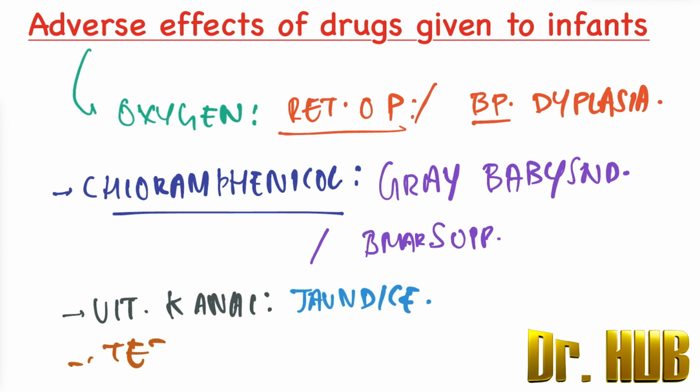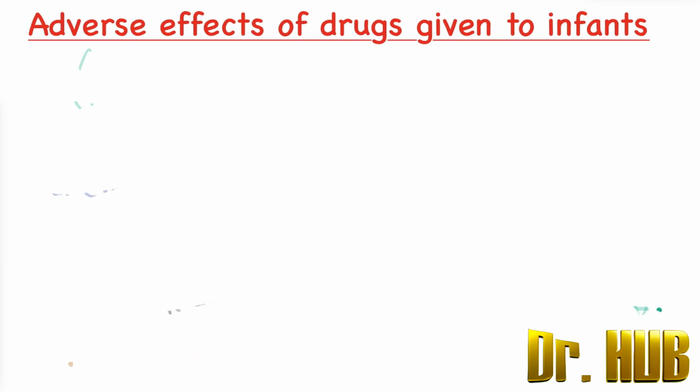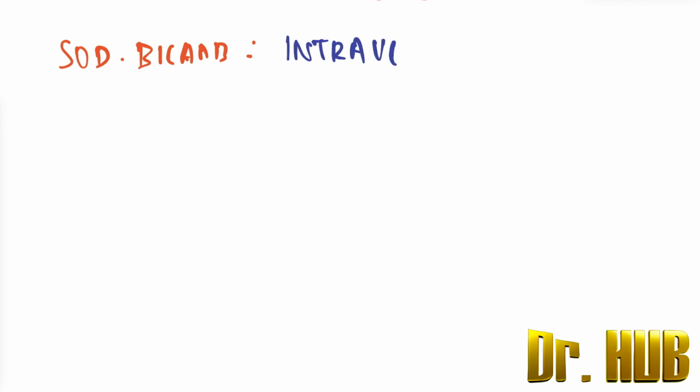Then moving on to the tetracyclines. Tetracycline means that there may be enamel hypoplasia. Next is sodium bicarbonate. Sodium bicarbonate can lead to intraventricular hemorrhage.